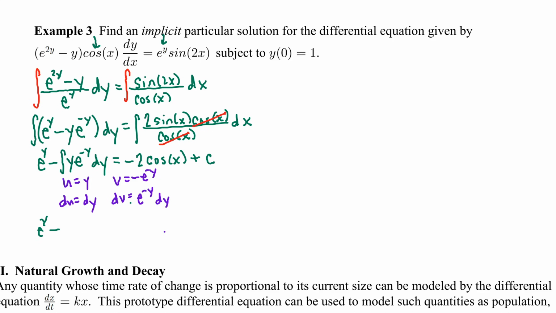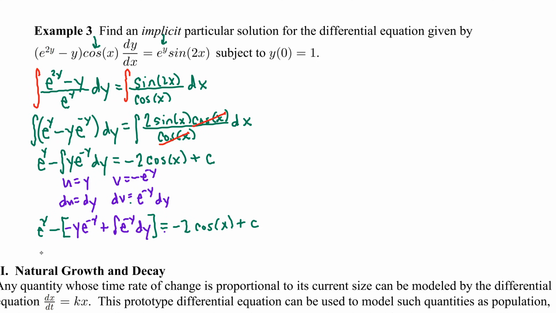We're going to have to be careful with this negative right here. As we apply the integration by parts formula, we definitely want to correctly distribute that negative. Integration by parts formula is u times v. That's going to give me negative y e to the negative y minus the integral of v du. Notice that v is negative e to the negative y, so that's going to cancel this negative here, and du is dy.